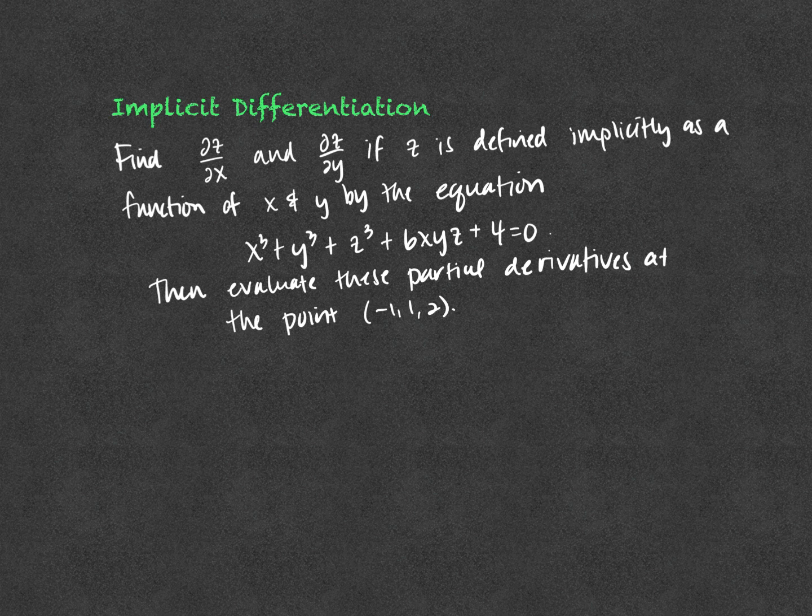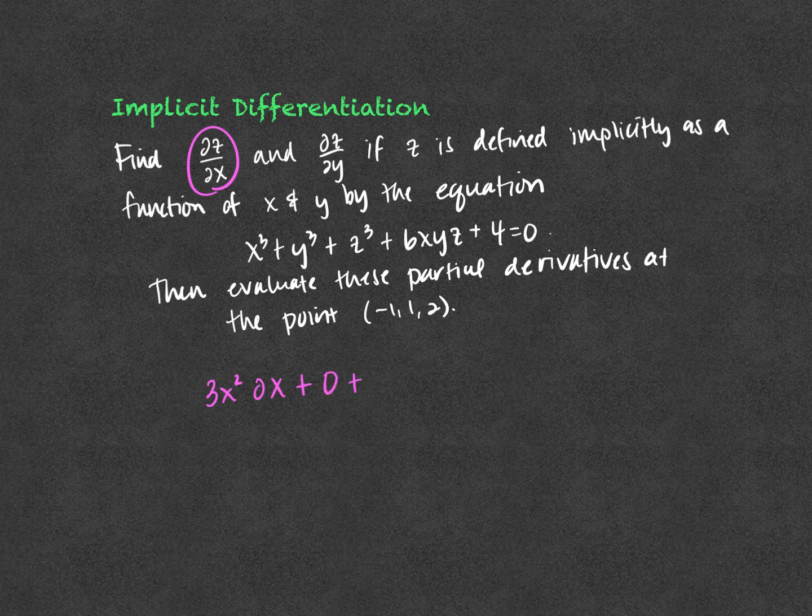So the difference is, if the variable is being considered as a constant, you consider it as such in your implicit differentiation. So let's talk about the first one. It says find the partial of z with respect to x. So we're going to start off with the derivative of x to the third, which would be 3x squared, and the partial with respect to x, plus the derivative of y is 0.